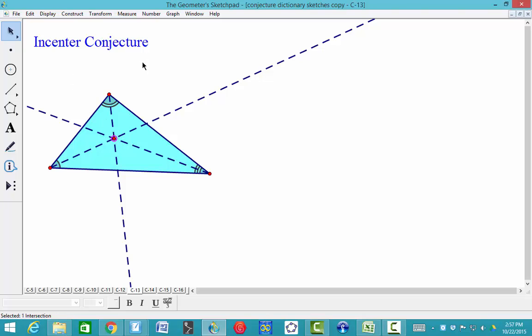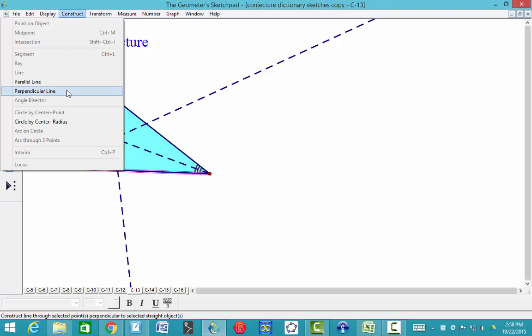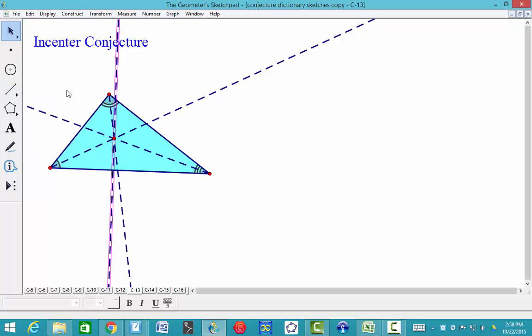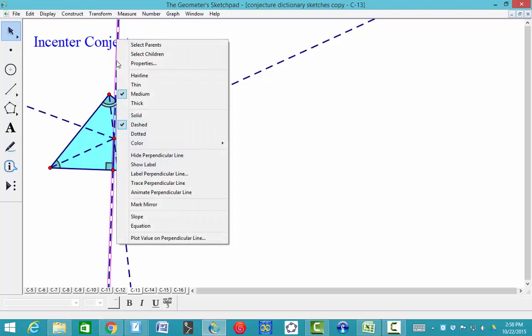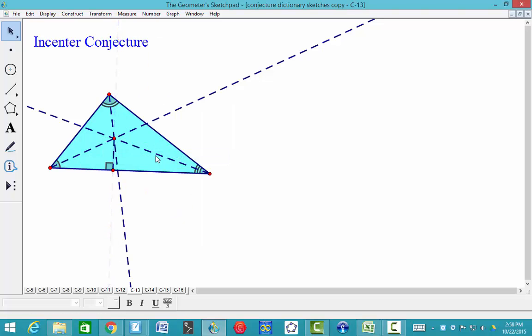So click on the white part of the sketch to deselect everything. Click on the in-center and one side. Construct perpendicular line. And then we'll make a segment that goes from the in-center directly to the side line. Okay. If you grab your marker tool and you drag into the angle, you can see that this is a right angle. If you right click on the line, you can hide it.